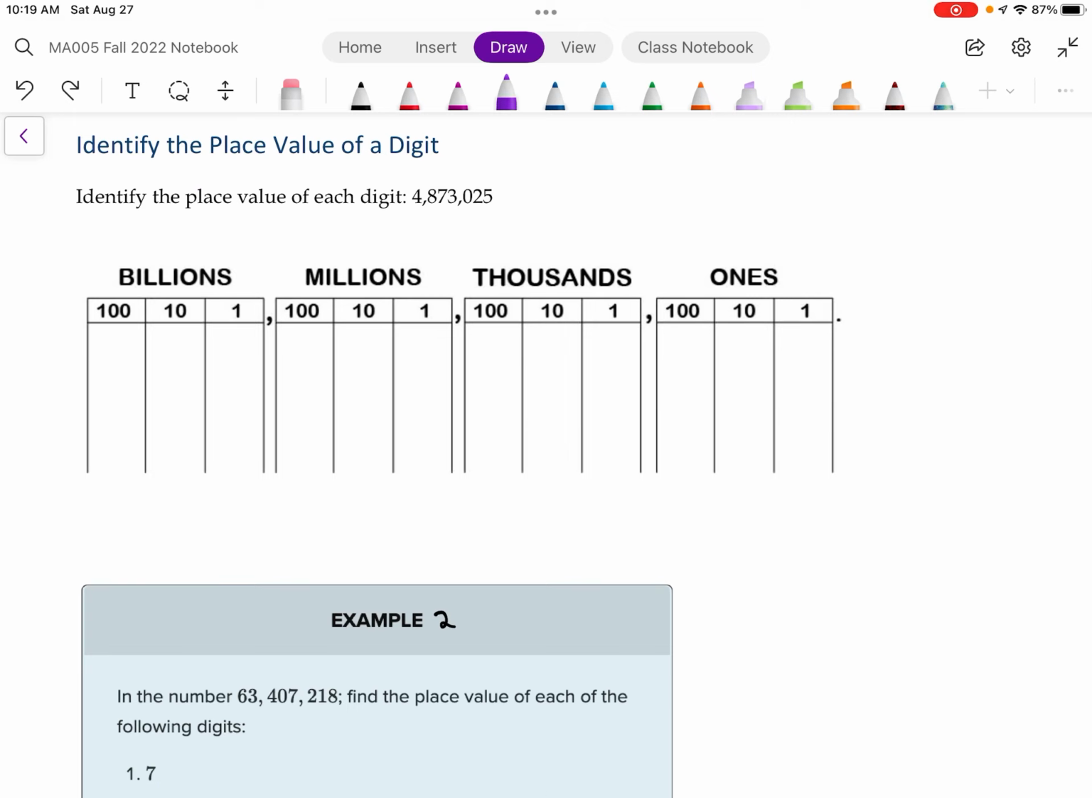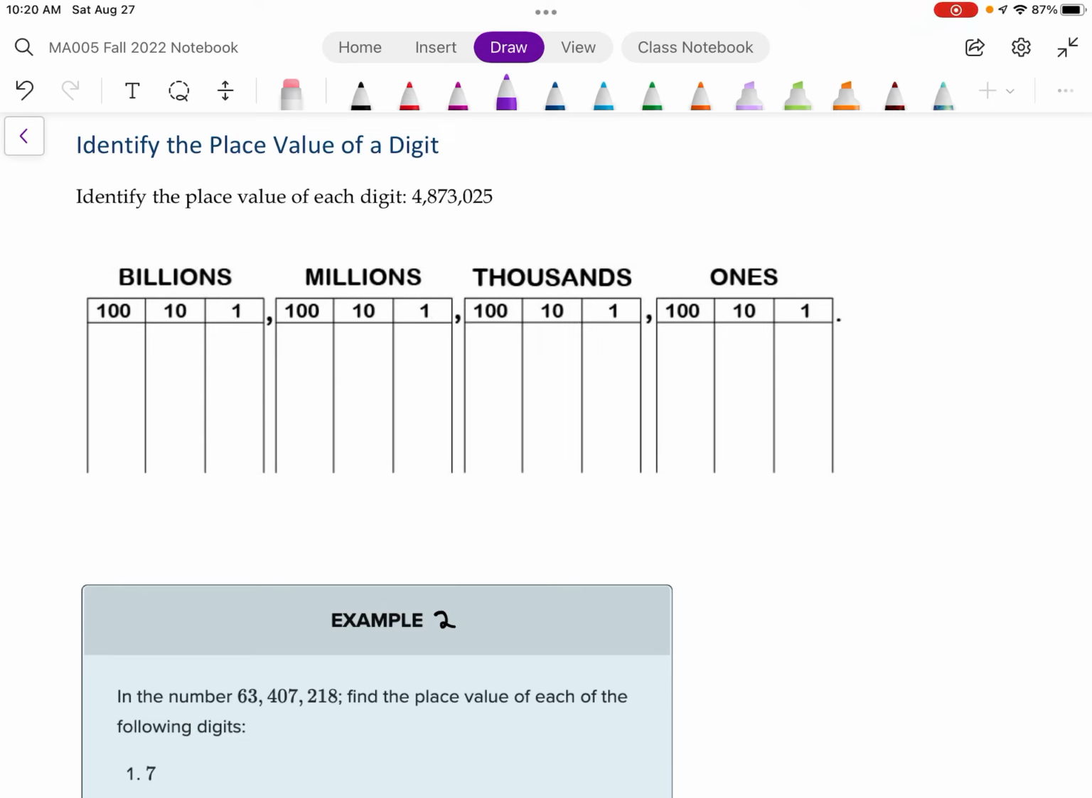So we've got a chart here. We've got billions, millions, thousands, and ones, and then there's a dot over here at the end, with these commas in between each three place values. All of those things help us to look at the number easier. That's why we use the commas. The commas also help us to name it, which we'll talk about here in just a second.